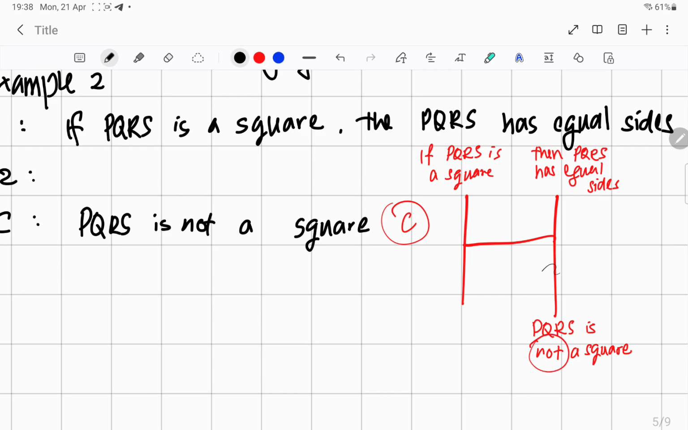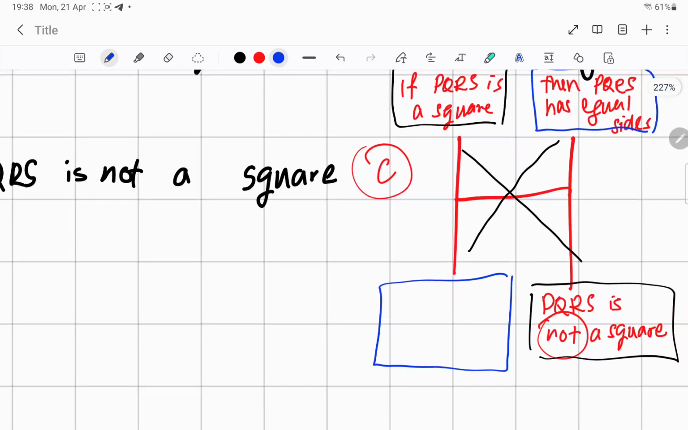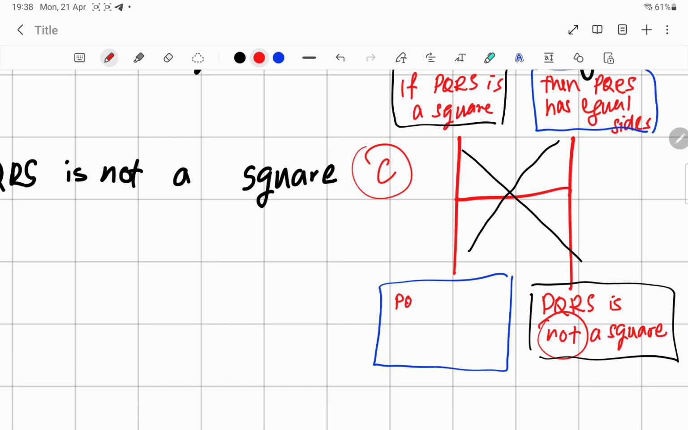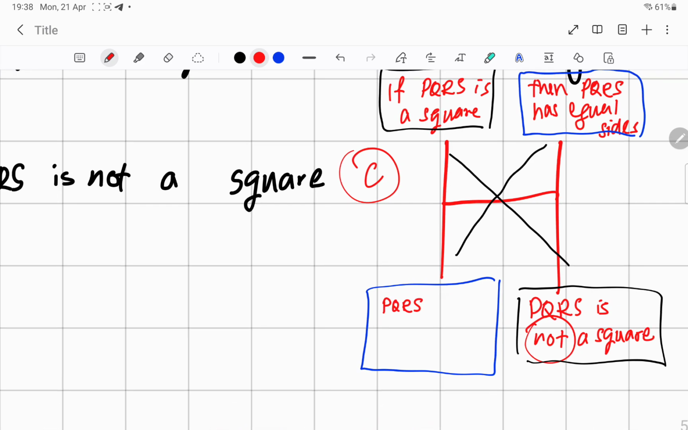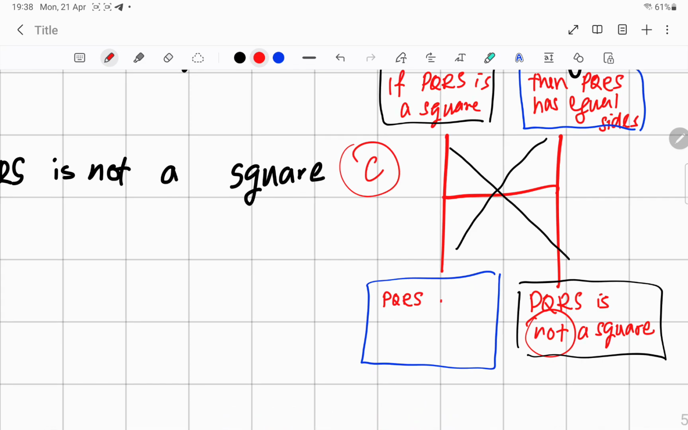If not, you need to cross. Cross operation. So this one comes to here, corresponding to this one. And then this one will be here after you change. So what is your answer for premise 2 here? PQRS has equal sides, right? So you need to make it negative. PQRS does not have equal sides.